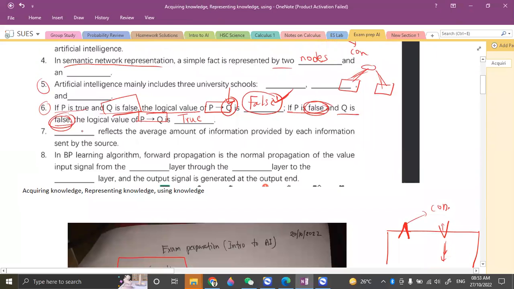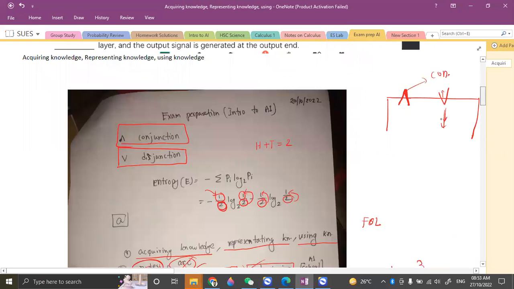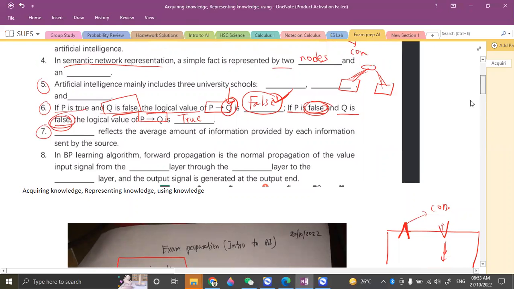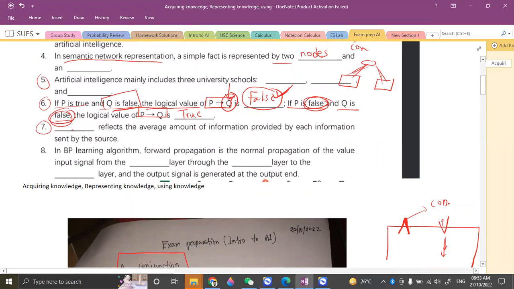Now let's see here. Dash reflects the average amount of information provided by each information sent by the source. It is called information entropy, okay? Information entropy. So what is the information entropy definition? Information entropy reflects the average amount of information provided by each information sent by the source. So the answer will be information entropy.